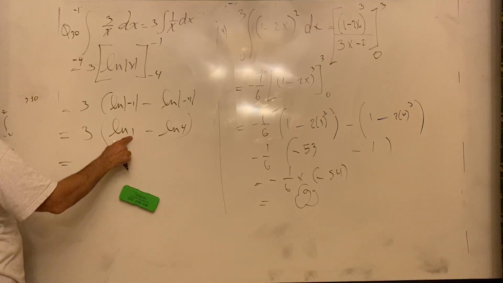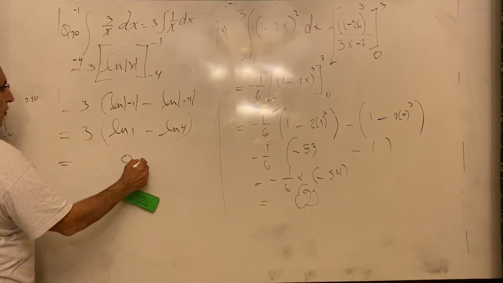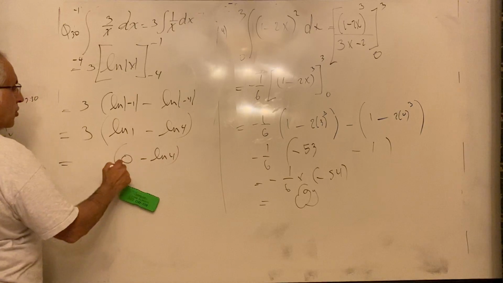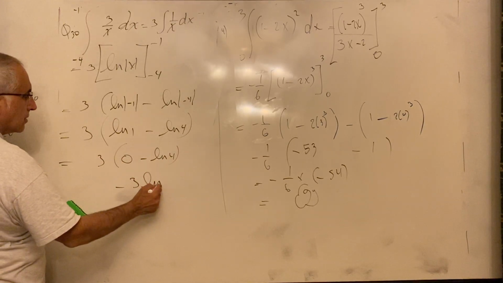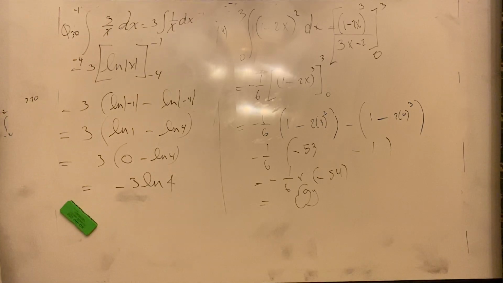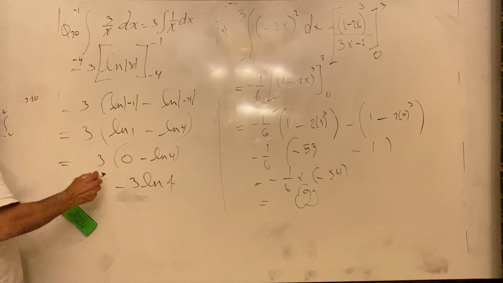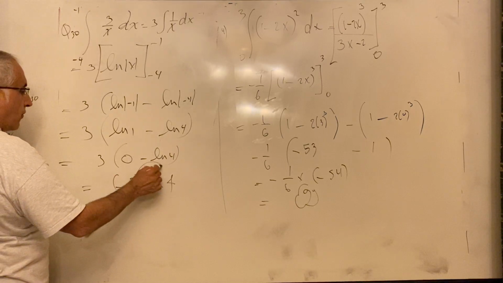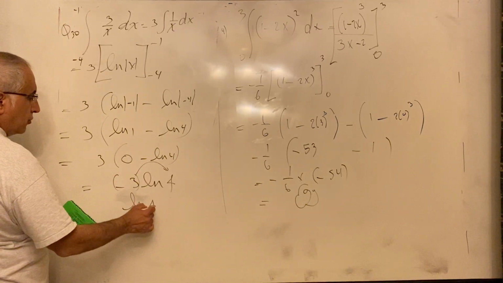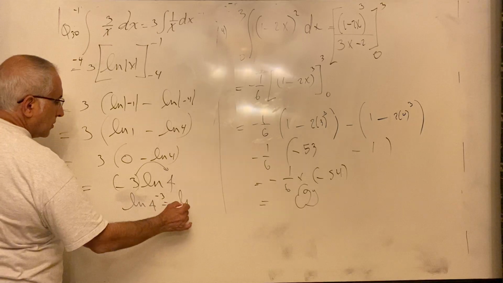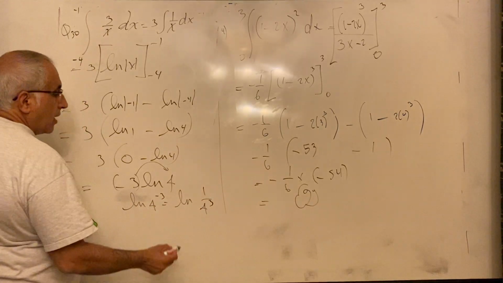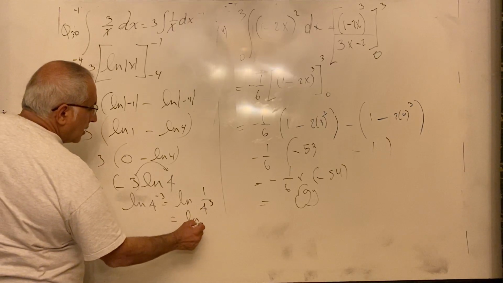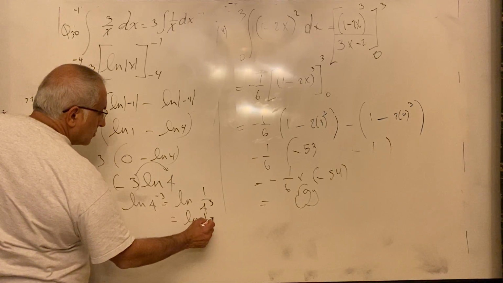The value of ln 1 is 0, and that was minus ln 4. When you times it by 3, the final answer is... you can take this one over there. It will be ln 4 to the power -3. And guess what? This means 1/4 cubed, and this means ln 1/64.